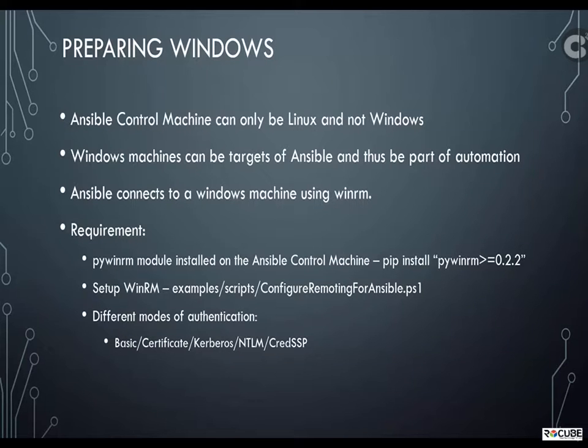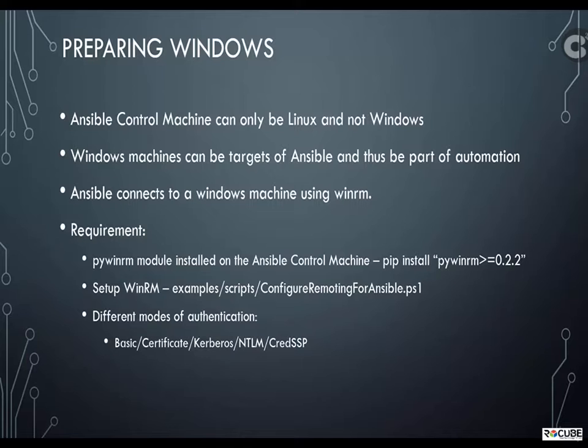As we discussed in the first lecture, Ansible control machine can only be Linux and not Windows. However, Windows machines can be targets of Ansible and thus be part of automation. Like how Ansible connects to a Linux machine using SSH, Ansible connects to a Windows machine using WinRM. But WinRM may not be enabled by default on a Windows machine, so there is some configuration required to set up WinRM on Windows machine. Remember, you don't need to install anything on Windows, so this is still agentless configuration.